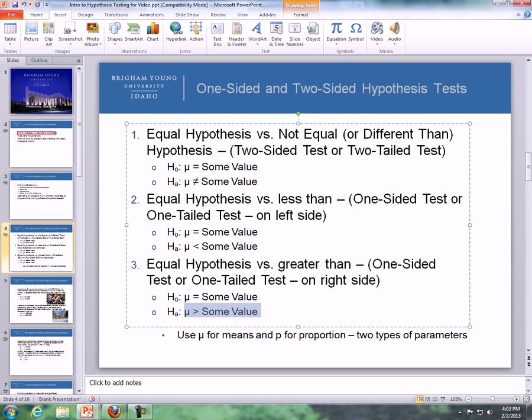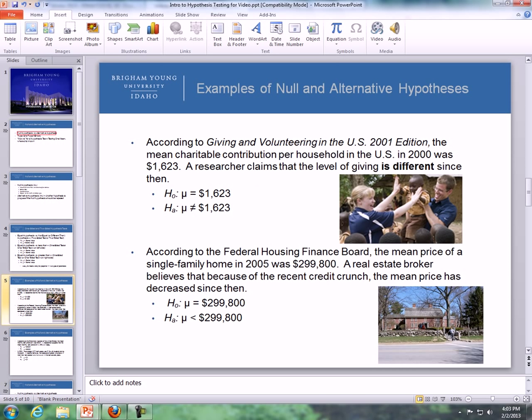greater than 70 inches. Now this first example represented a two-sided or two-tailed test, but the remaining two represented a one-sided or one-tailed test. The second one was on the left side, and on the third one, the one-sided test was on the right side. Okay. So now here's a couple of examples of null and alternative hypotheses.